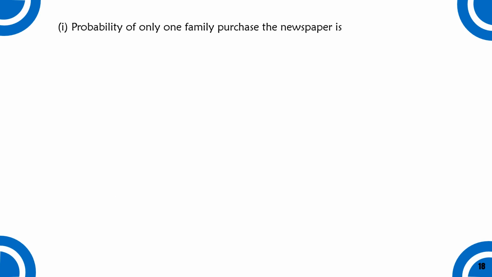First question, probability of only one family purchasing the newspaper is P of x equal to 1 equal to nC1 p power 1 q power n minus 1. Now substitute n, p and q value. 10C1 (1 by 5) power 1 (4 by 5) power 9. So after simplifying we get 2 into (4 by 5) power 9.